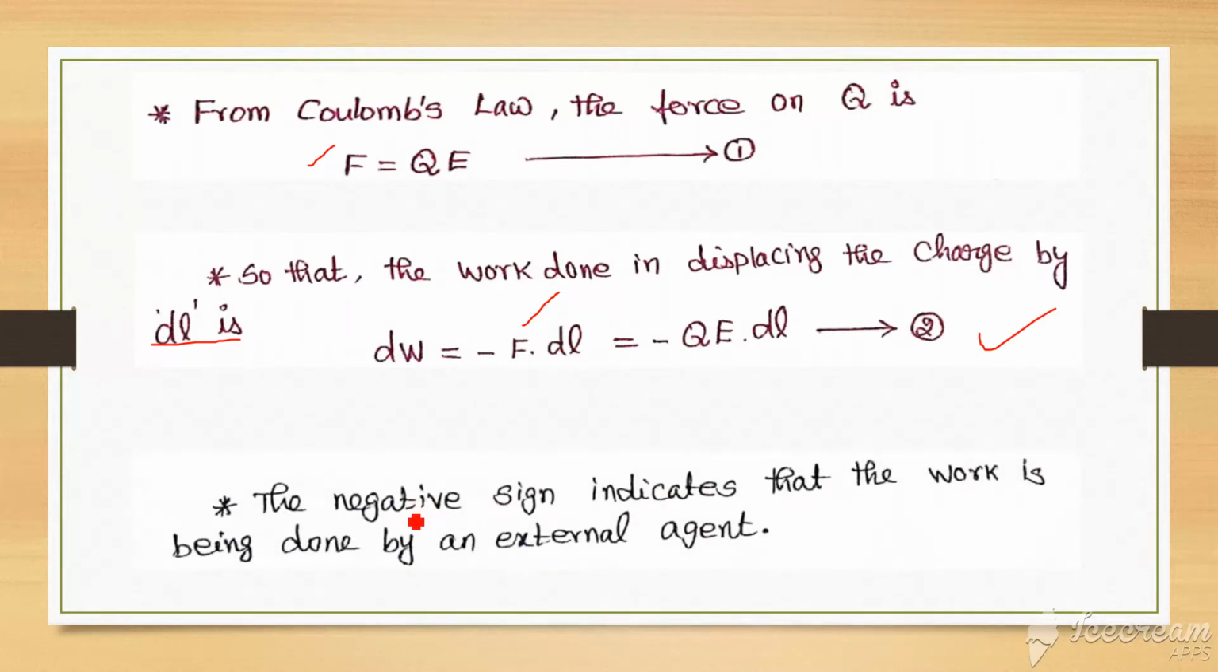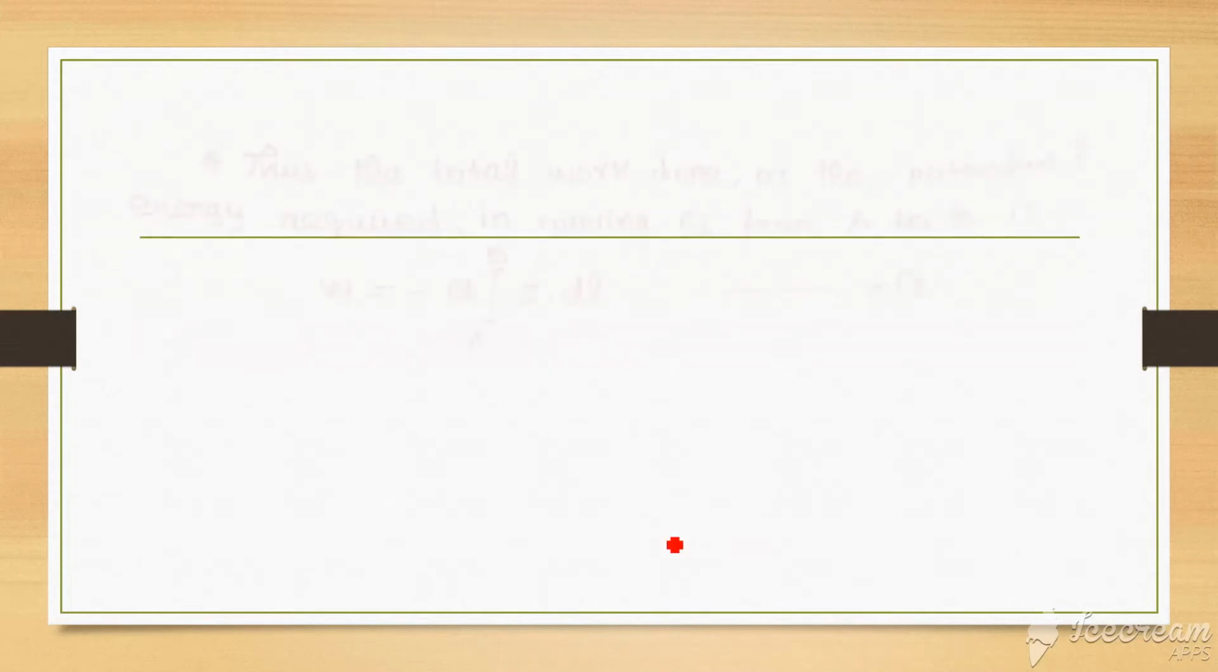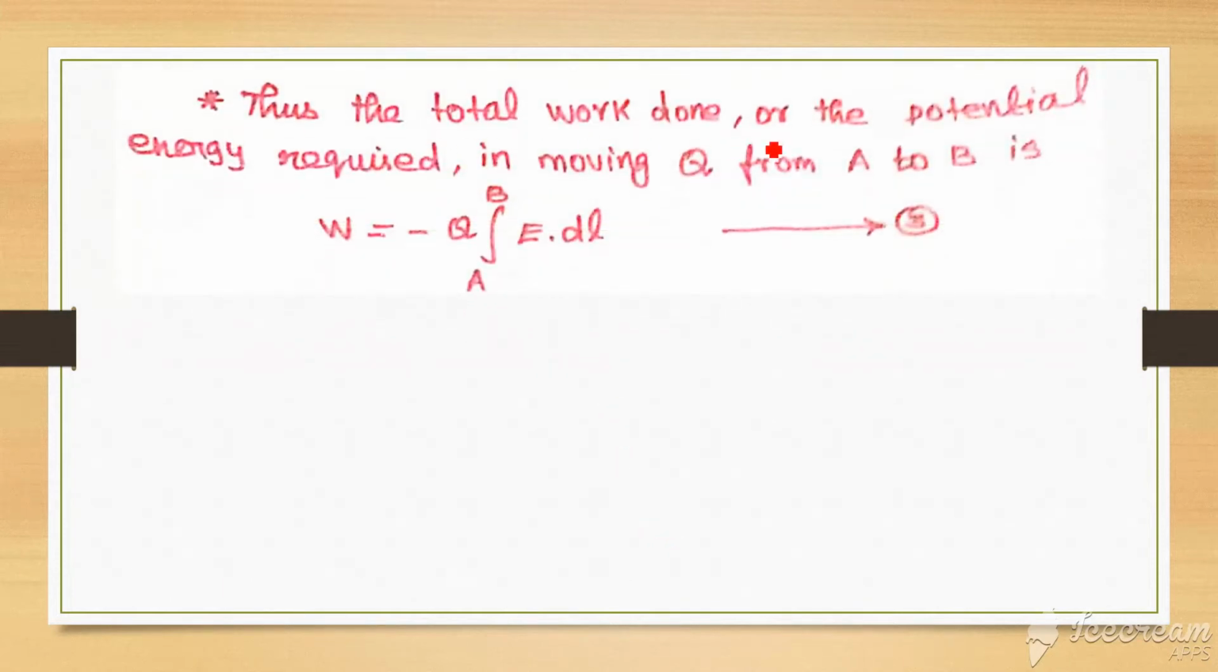Next one, here the negative sign indicates the work is being done by an external agent. So the movement of the charge from point A to B is done by an external agent, which is defined by putting the negative sign. So next point, thus the total work done or potential energy in moving Q from A to B is W is equal to minus Q integral A to B E dot dl. This is considered as equation number 3. This is the work done formula. In later sections also we use the same formula.